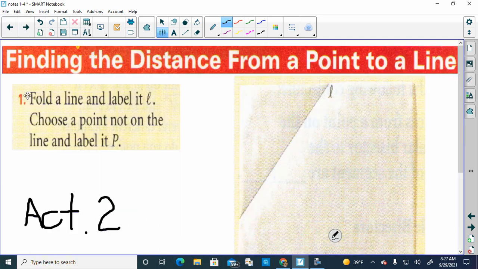And we're going to the activity 2 one. Fold another line L again. It doesn't matter where. This time you are going to put a point P that is not on line L. Someplace not on line L, put a dot and label it capital P.